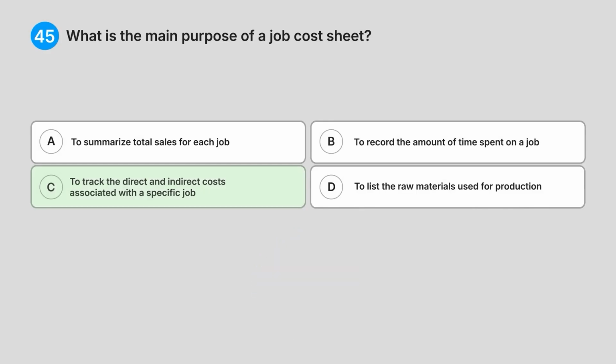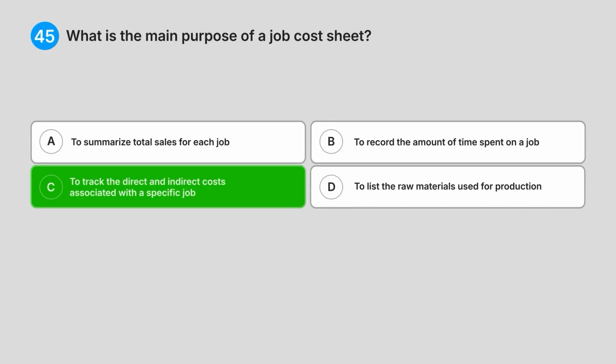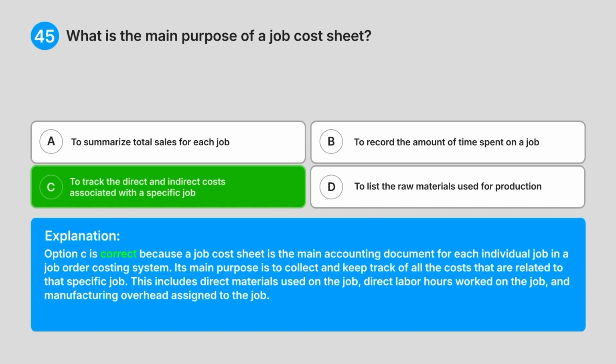Correct answer, C. To track the direct and indirect costs associated with a specific job. Explanation. Option C is correct because a job cost sheet is the main accounting document for each individual job in a job order costing system. Its main purpose is to collect and keep track of all the costs that are related to that specific job. This includes direct materials used on the job, direct labour hours worked on the job, and manufacturing overhead assigned to the job.